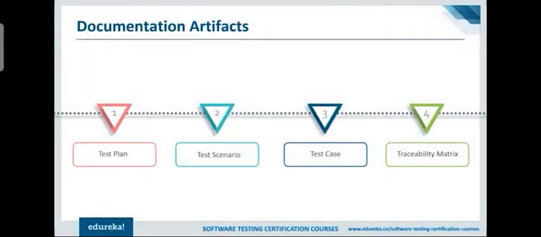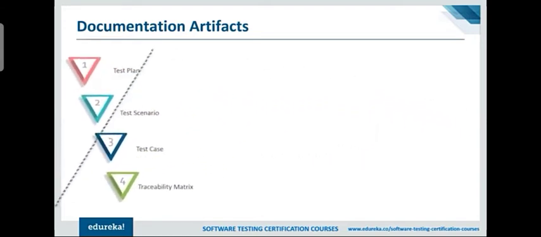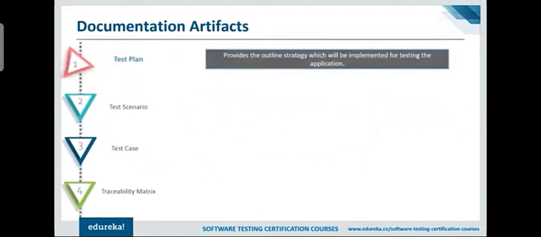So why do you think documentation is necessary? Some commonly applied documentation artifacts associated with software testing are test plan, test scenario, test case, and traceability matrix. Let's discuss each of these in brief. First, test plan. A test plan provides the outline strategy which will be implemented for testing the application, and the resources which will be needed are also described. It also holds the details about which environment the test will be performed on.